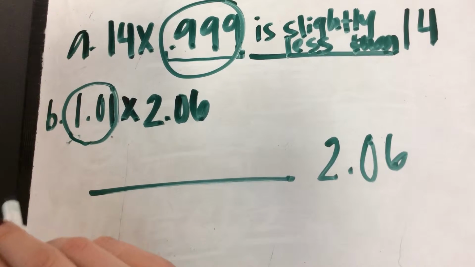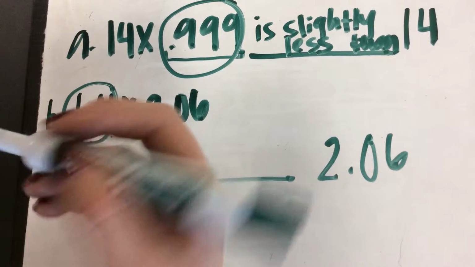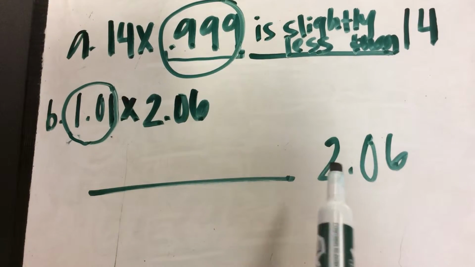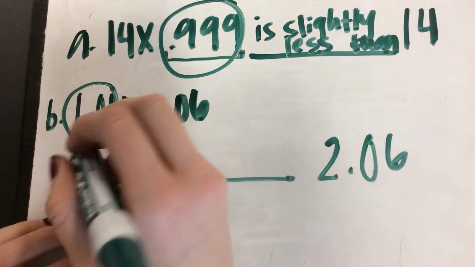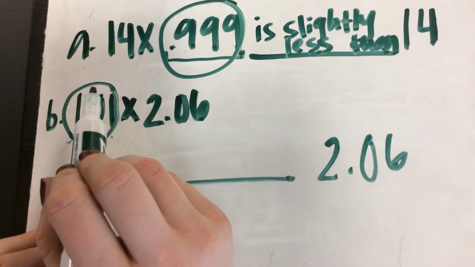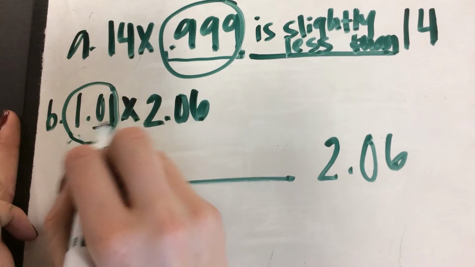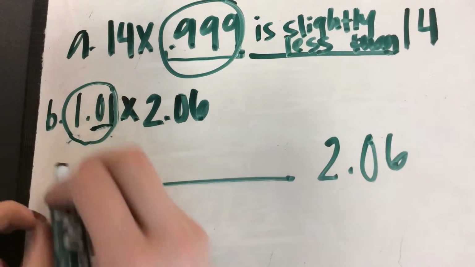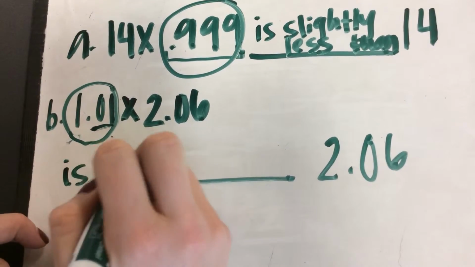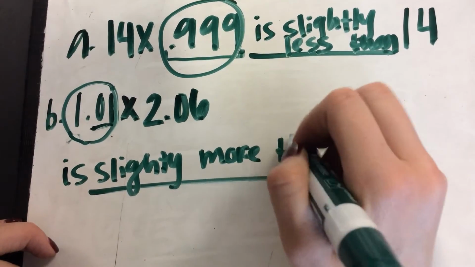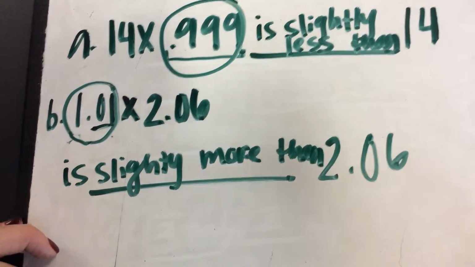So it is slightly more than. Yep, you got it, Nikki. So we know that our answer is going to be slightly more than what we started with, because if our scaling factor is bigger than 1, the product is going to be bigger, but this one's just going to be barely bigger, so we'll write is slightly more than 2. And then you just need to go ahead and explain why.